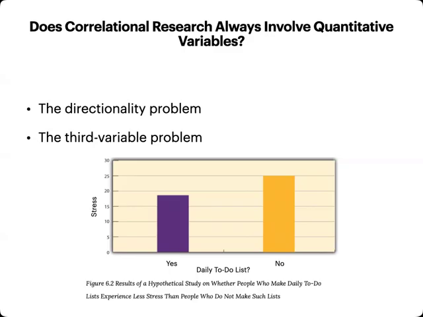The relationship might be influenced by stress affecting planning ability, which is the directionality problem, or by a third variable that is not tested in this hypothetical study, such as gender, socioeconomic status, education level, or IQ score, which may be linked to both making to-do lists and lower stress. This is called the third variable problem.